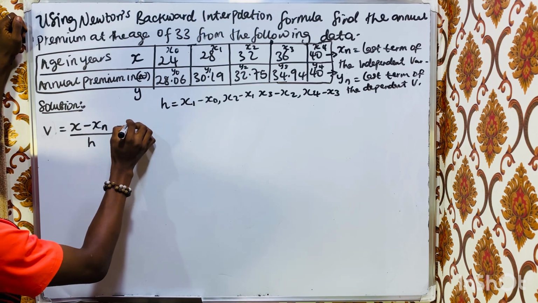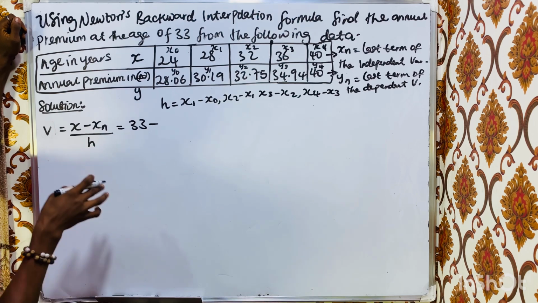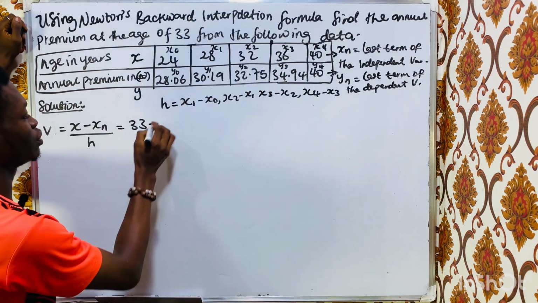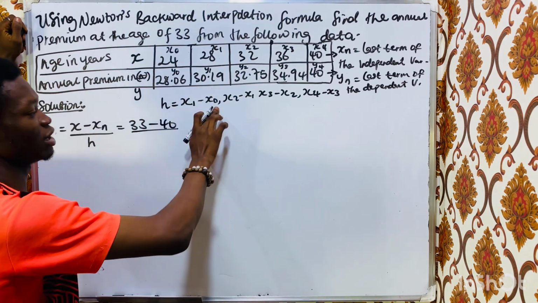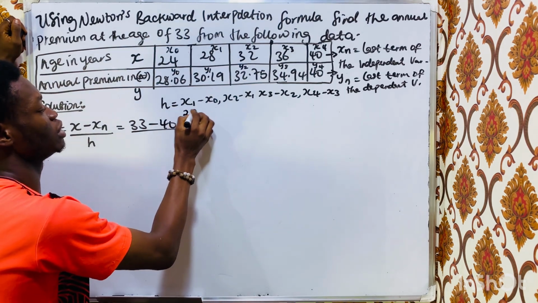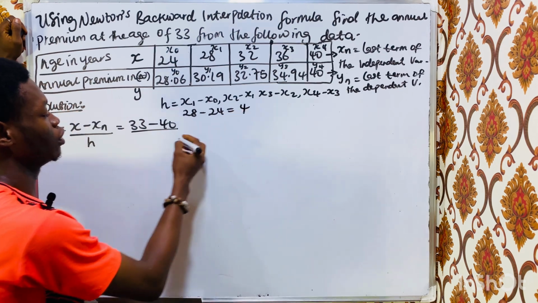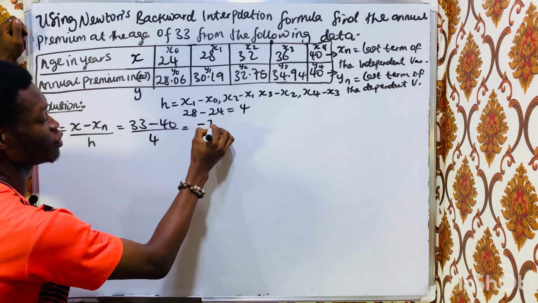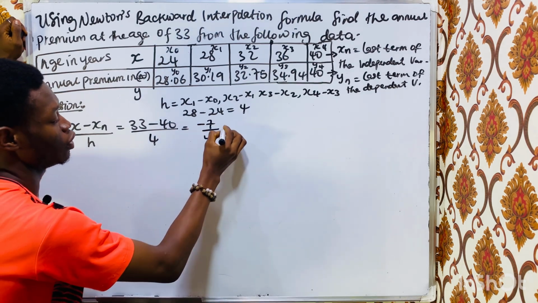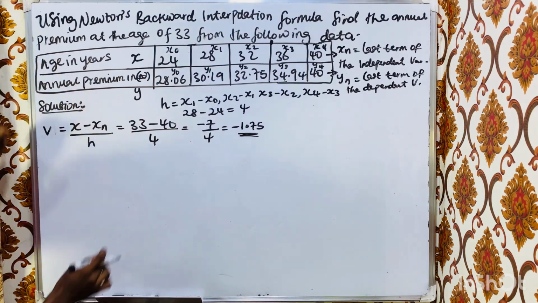What is our x? Our x is 33, the value to be interpolated, minus x sub n, which is 40, all over our common difference. The common difference is x1 minus x naught, which is 28 minus 24, giving us 4. So this minus this gives us minus 7 all over 4, which gives us minus 1.75. So we have gotten this.